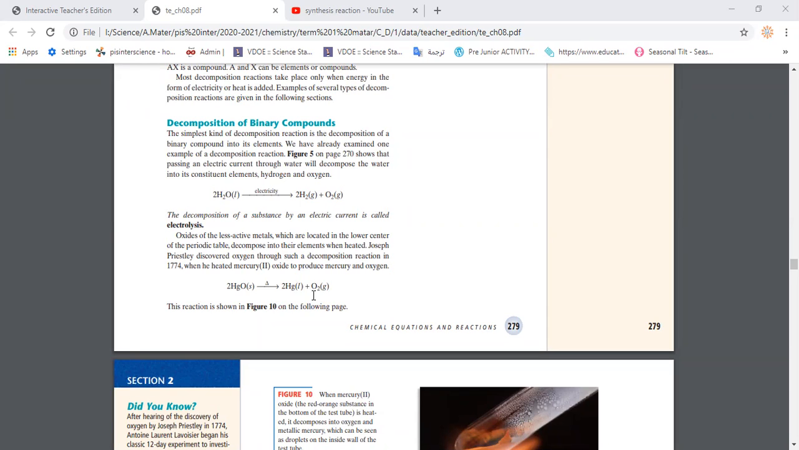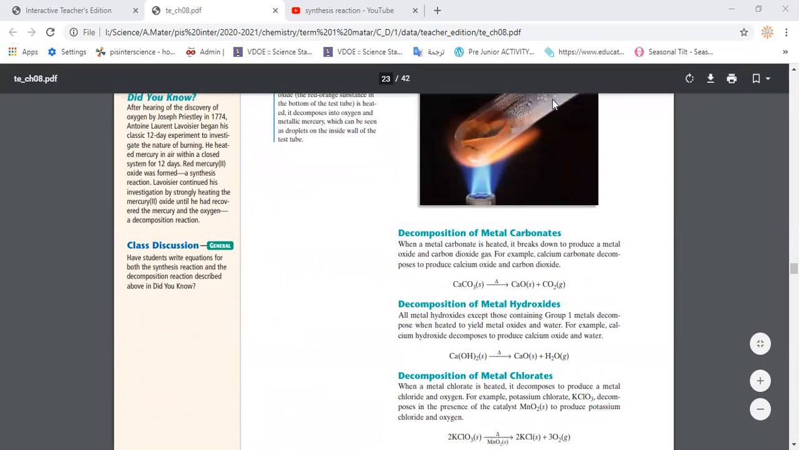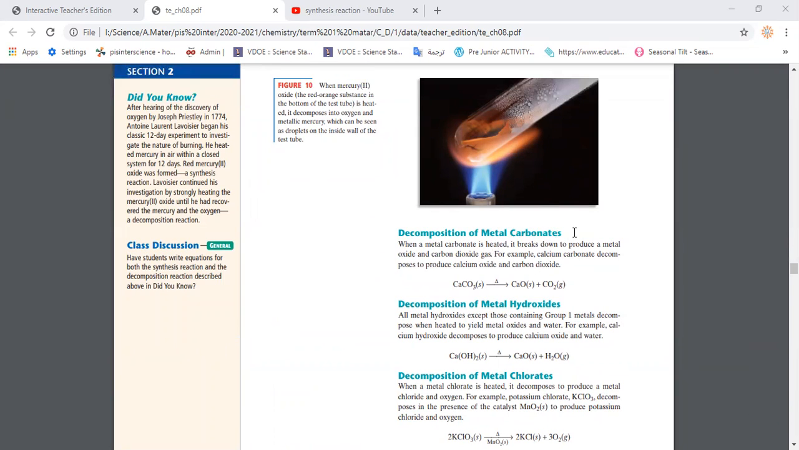Here we said that binary compounds, meaning compounds made of two elements, can break down into the two elements which are already the ingredients of the compound we started the reaction with. Then we pass to the other categories of decomposition reactions. We're going to talk about categories of compounds, for example, the decomposition of metal carbonates.